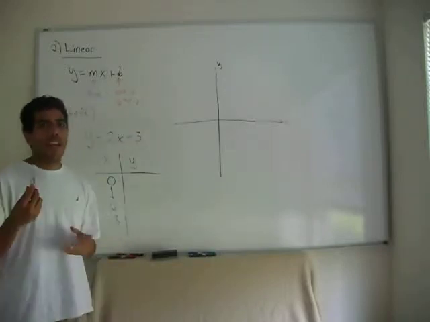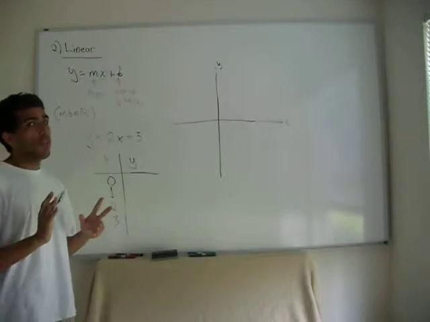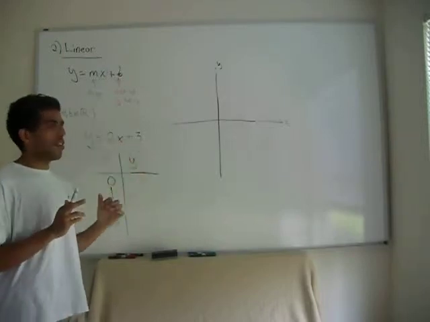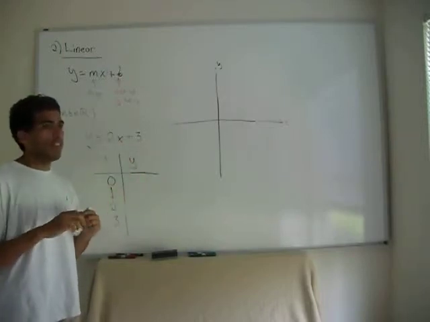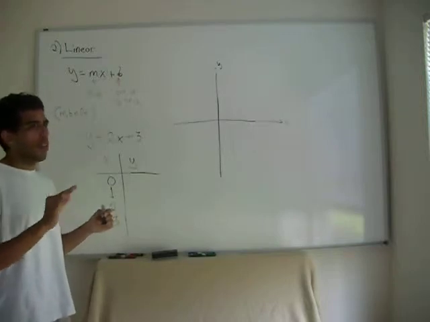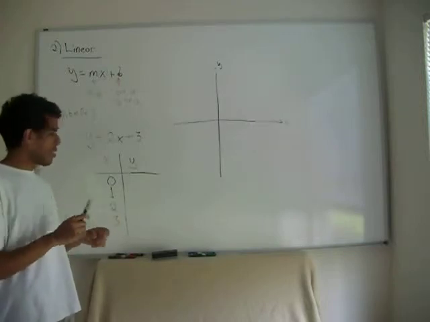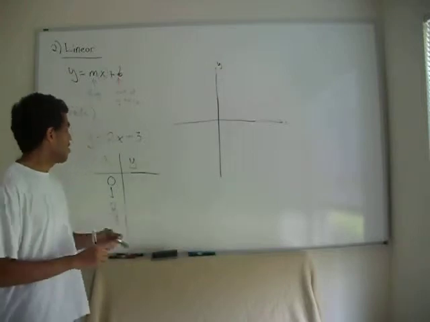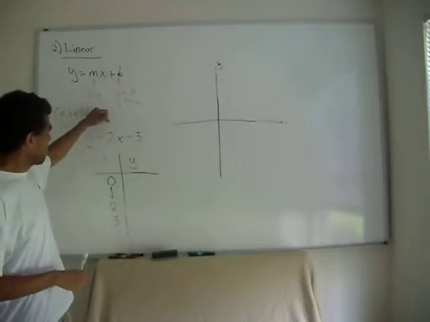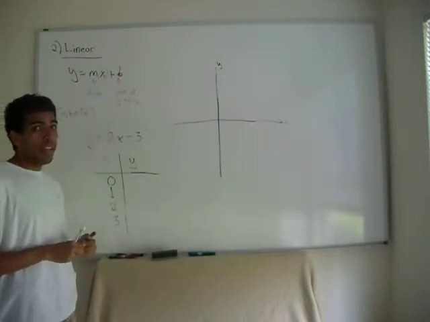Pause for a second, and if I ask you what is the value of the slope on this function, tell me. I'll give you 3 seconds. 1, 2, 3. If you said 2, that is correct. This is our m, and our b is 3.